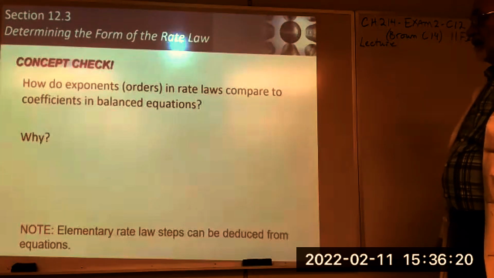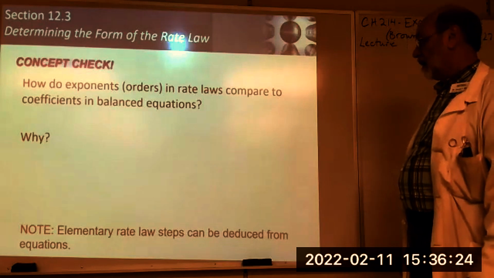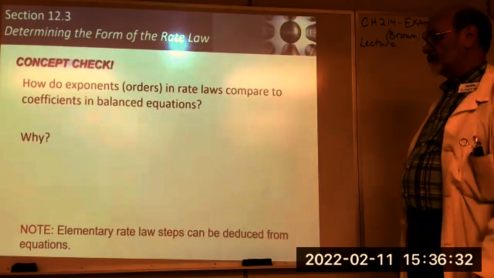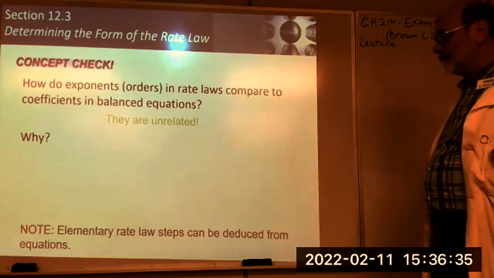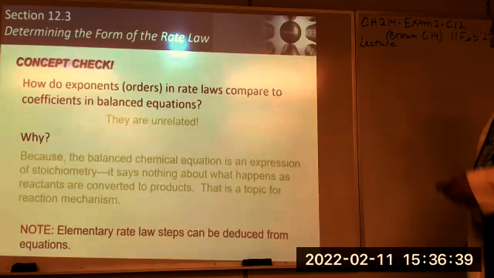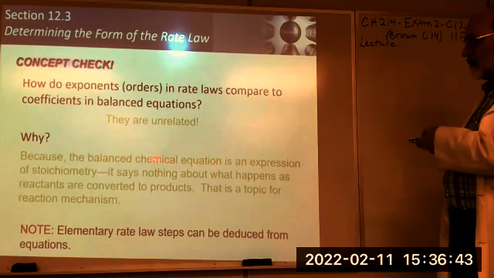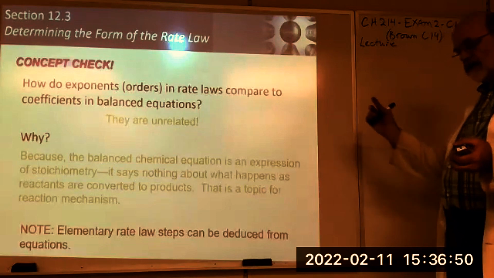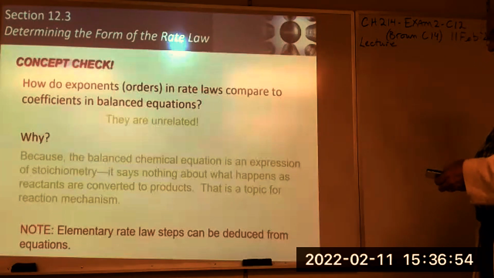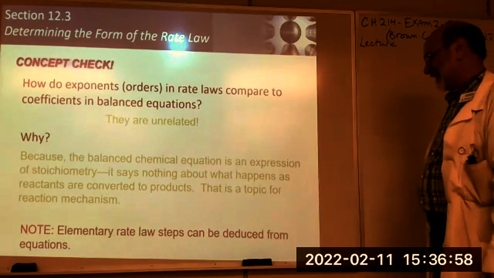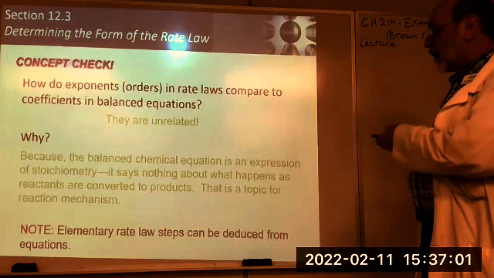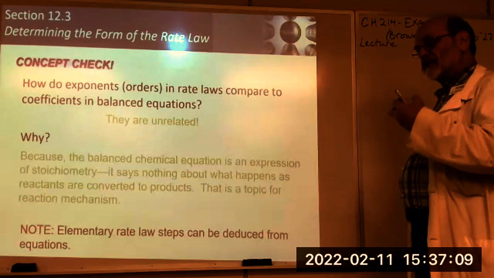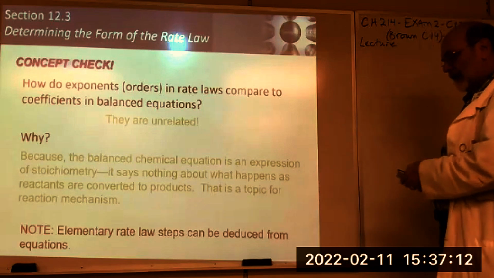Just a refresher. For the overall reaction, how do the exponents in the rate law compare to the coefficients in the balanced equation? They don't. For the overall reaction, they're unrelated. And the reason is that in the balanced chemical equation, those coefficients are an expression of stoichiometry. Here we are, now here we are. It doesn't say anything about what happens in between. We talked about stoichiometry a lot last semester. Yeah, we did. We need to know something about the mechanism before we can relate any of the balanced mechanism equations to the rate laws. And we will do that.